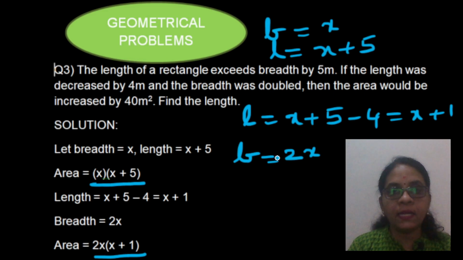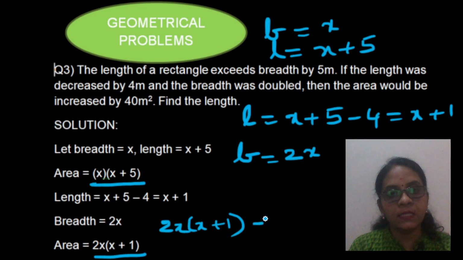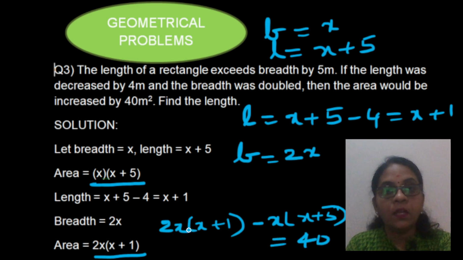They said that the area would increase by 40 meters square. So which area is more, the first case or the second case? The second case area is more. So it is 2x into x plus 1 minus x into x plus 5 is equal to 40. This is the area. So let's see the solution now.